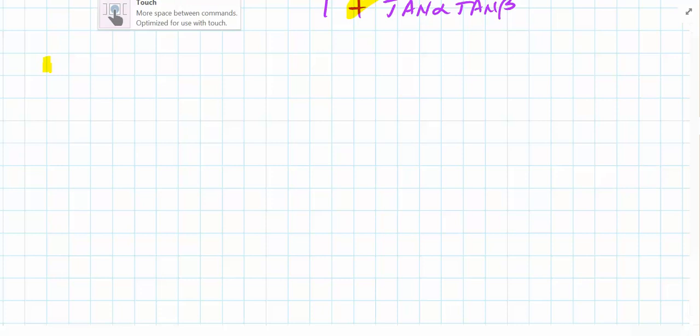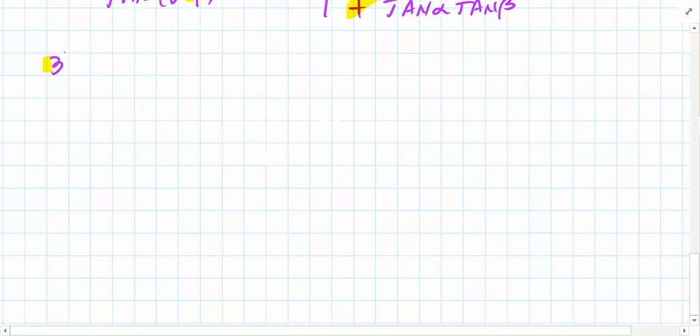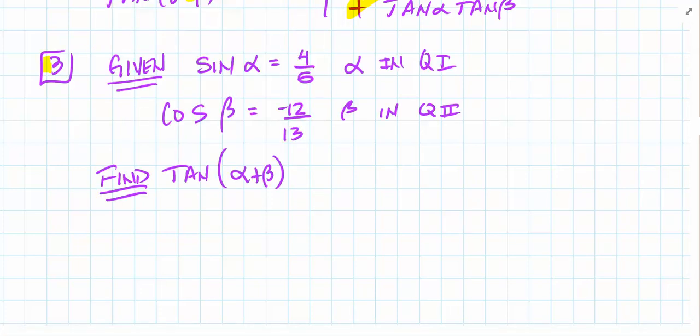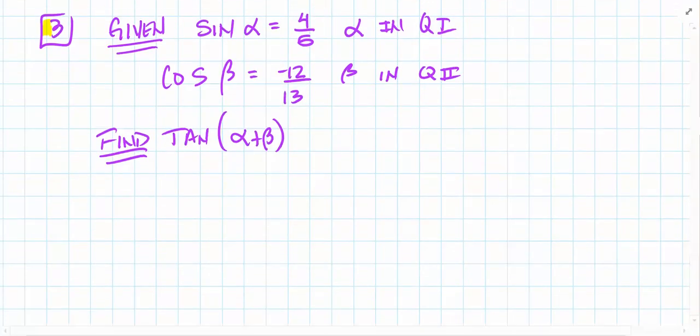Here's the third idea. Okay, all right, here's the setup, everybody. You're given the sine of alpha is 4/5. Alpha's in quadrant 1. The cosine of beta is negative 12/13. Beta is in quadrant 2. What is the tangent of alpha plus beta? Same strategy as before. What's the first thing we're going to do, everybody? We're going to draw a picture.